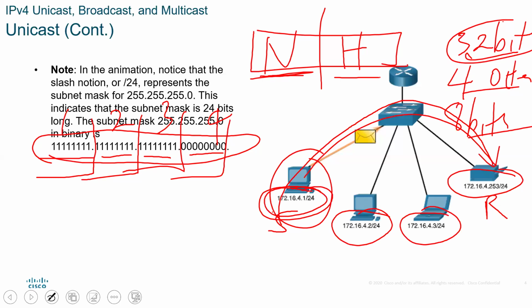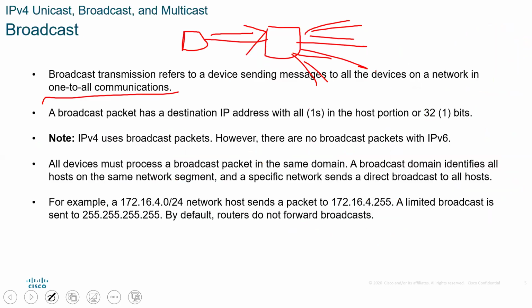So for instance, if a man has 5 children in his house, and his children all carry his surname, when they are going out to school, all the children will be carrying the same surname, which is the network portion. But once they come back home, you don't expect their father to be calling them by their surname. No, they will be called using their host name. So that's why we are saying that the broadcast packet has a destination IP address with all ones in the host portion, or 32-bit 1.